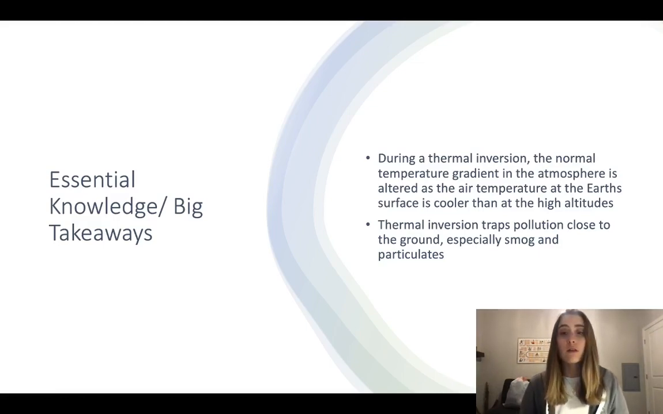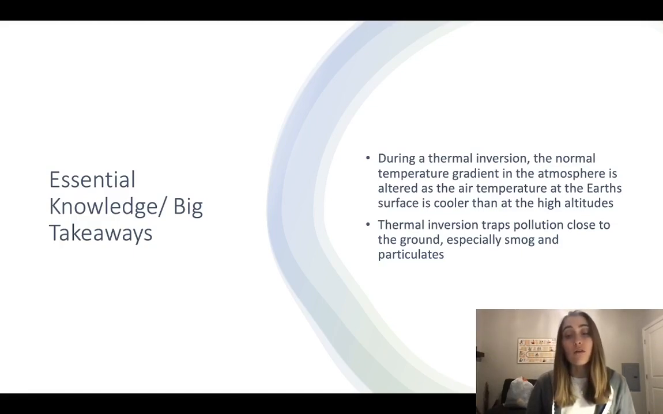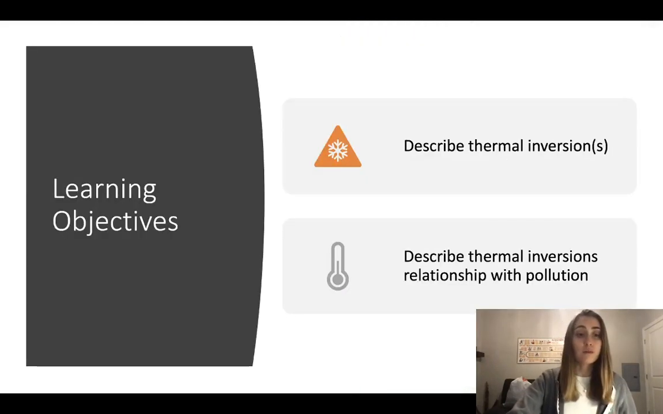a thermal inversion, the normal temperature gradient in the atmosphere is altered. That means that before going into this video, you should have a pretty good understanding of how a normal temperature gradient works within the troposphere as we move up into the stratosphere. And then you should also understand that thermal inversion traps pollution close to the ground, especially smog and particulates. So you should have an understanding of what generally causes smog formation in the troposphere.